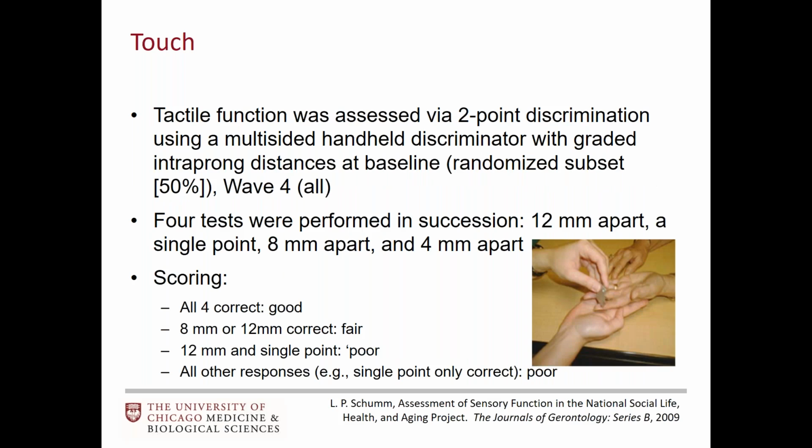And finally, touch. So tactile function was assessed by a 2-point discrimination, and this was done with a special device. So these are 2 little prongs. They're at different distances apart. You touch them to the patient's hand, and then you ask them, how many do you feel? Do you feel 1 or 2 prongs there? And so those are 12 millimeters, a single point, 8 millimeters, and 4 millimeters apart. And then we have a scoring system to that to determine how sensitive their sense of touch is.